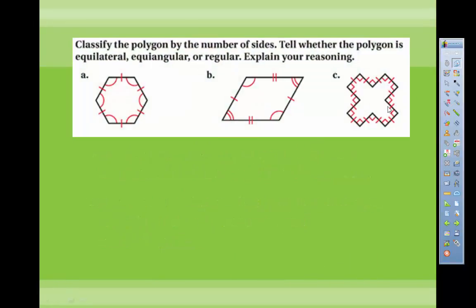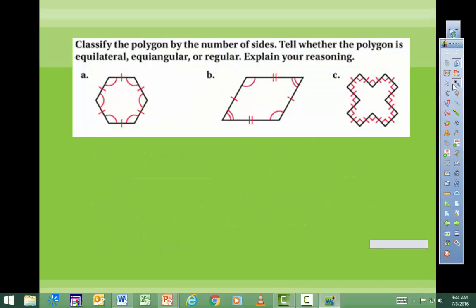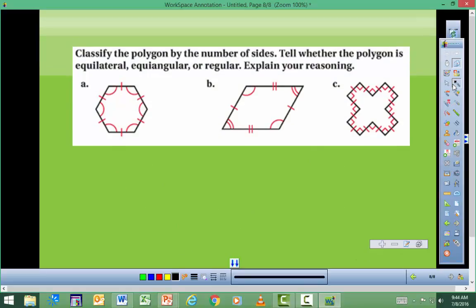Alright, so classify the polygon by the number of sides. Then tell whether the polygon is equilateral, equiangular, or regular. First of all, we have 1, 2, 3, 4, 5, 6. We have 6 sides, so that makes this a hexagon.